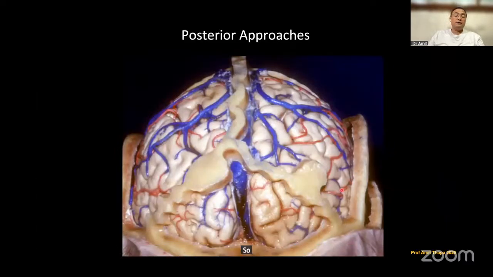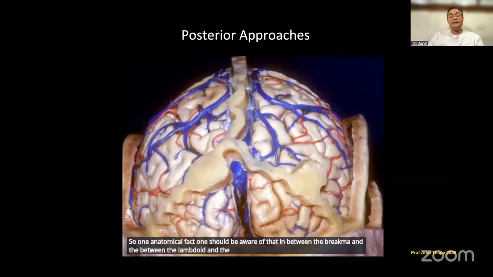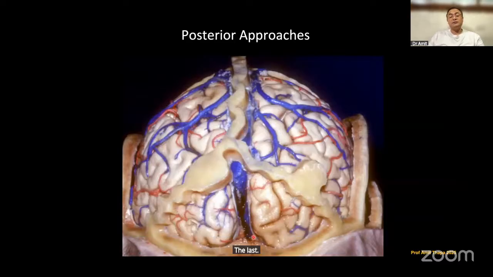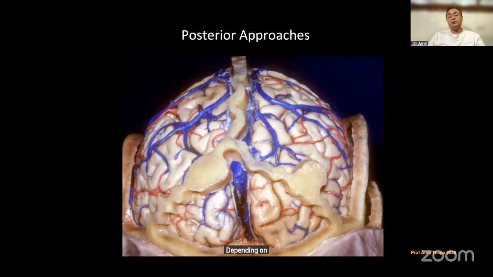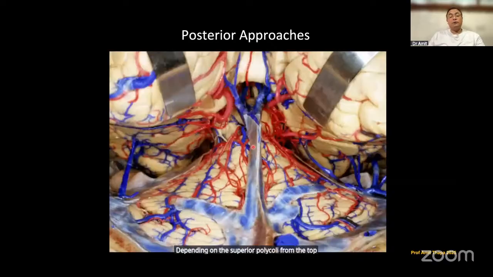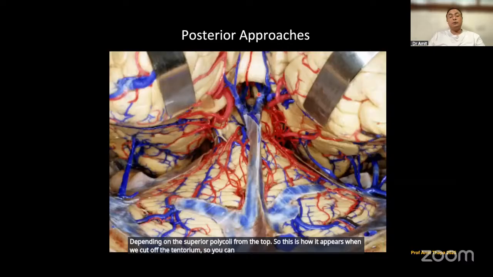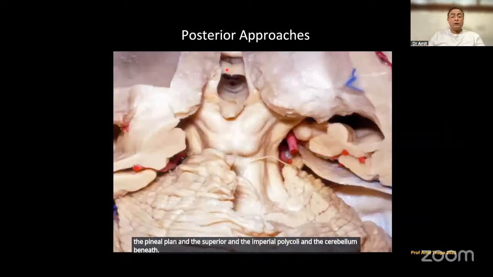One anatomical fact one should be aware of is that between the lambdoid and the external occipital protuberance, the last 5 centimeters do not have any bridging veins, so you can easily retract the occipital lobe and attack the pineal gland and the superior colliculi from the top. This is how it appears when we cut the tentorium. After lifting the occipital lobe, you can have a good view of the pineal gland, the superior and inferior colliculi, and the cerebellum beneath. So this is how it appears.